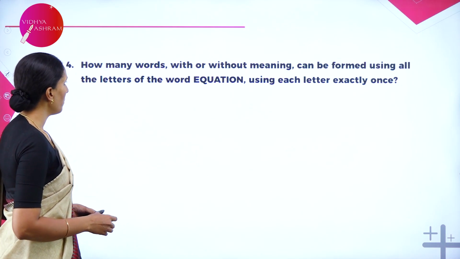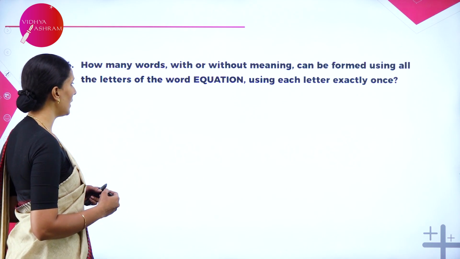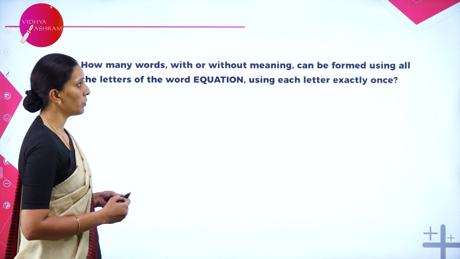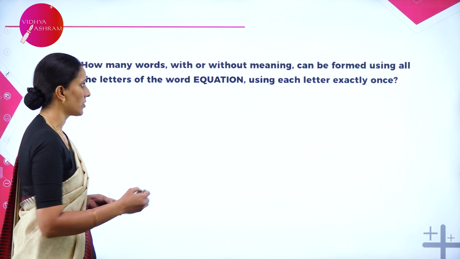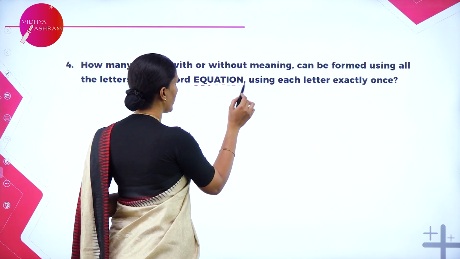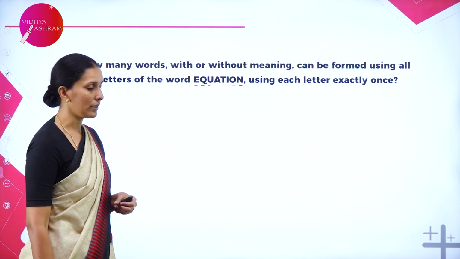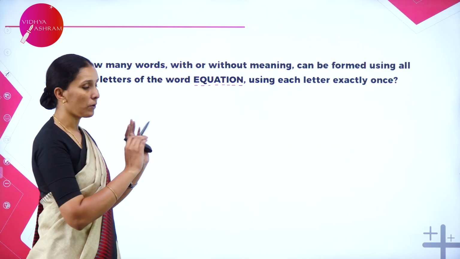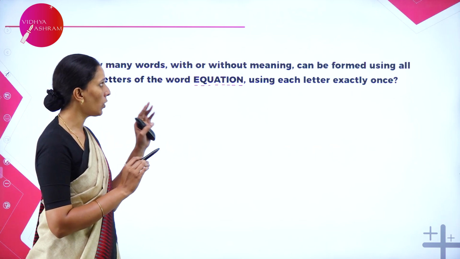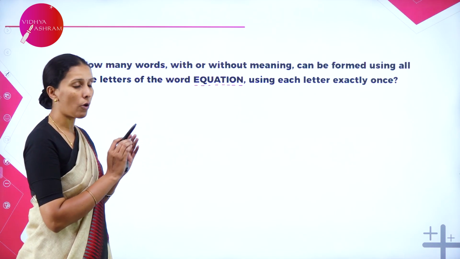Next. How many words, with or without meaning, can be formed using all the letters of the word EQUATION, using each letter exactly once? Now you can see here EQUATION. So we have 8 letters and none of the letters are repeated here. So we need to interchange their positions, to form a word with or without meaning using only these letters without repetition.